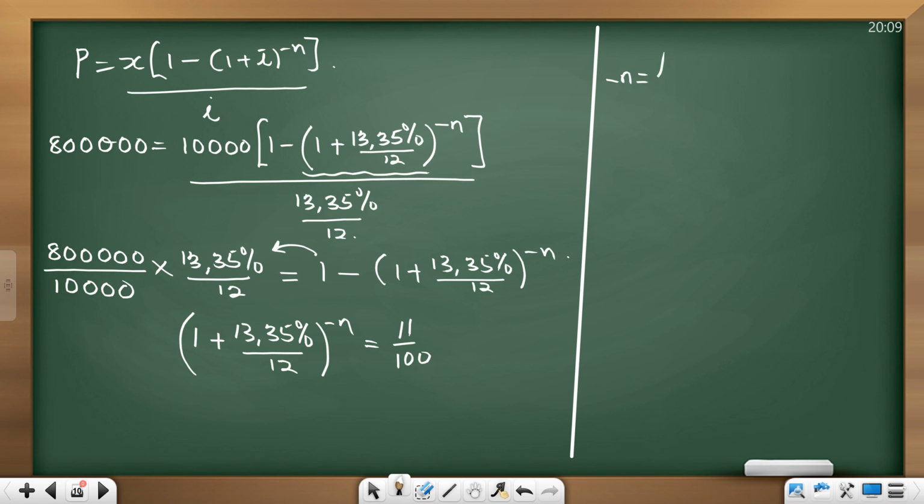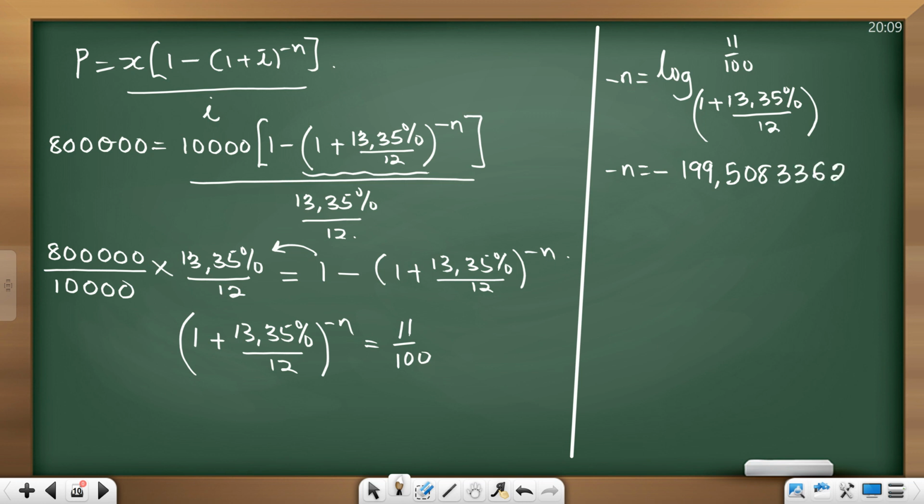Okay, so please log, what's the base? 1 plus 13.35% over 12. What's your answer here? Give me the full answer here, please. 50833, important.